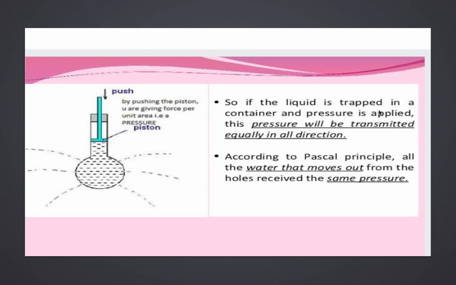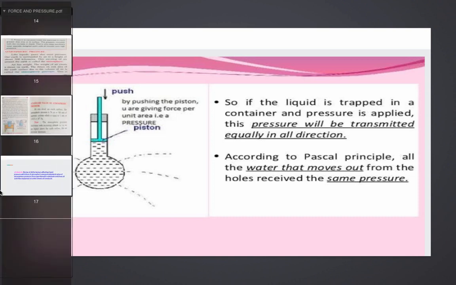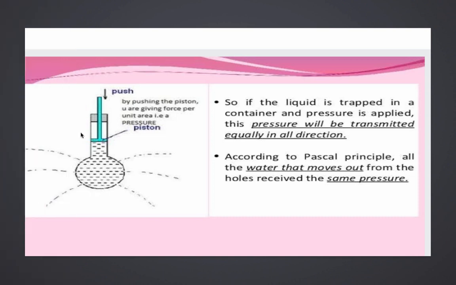So if the liquid is trapped in a container and pressure is applied, this liquid was inside this container and pressure was exerted with the help of a piston. So the pressure will be transmitted, means transferred equally in all directions. I cannot say from here it will come out more, from here it will come out less. Why? Because this container is having liquid in it, and that pressure which is acting is the same in all directions, equally in all directions. I have underlined also the important points. This is actually Pascal's law.